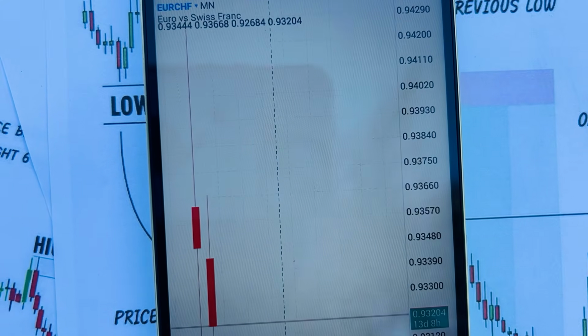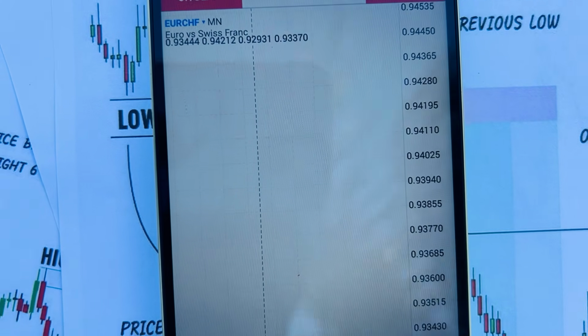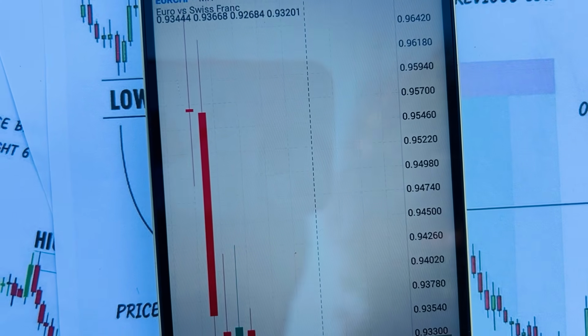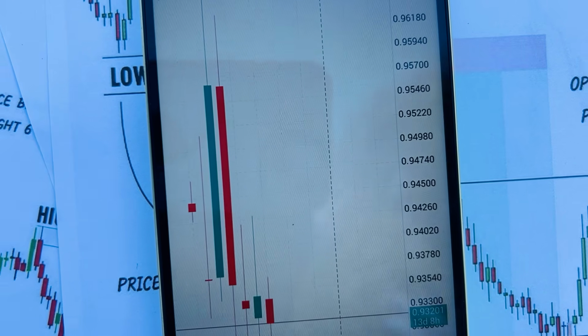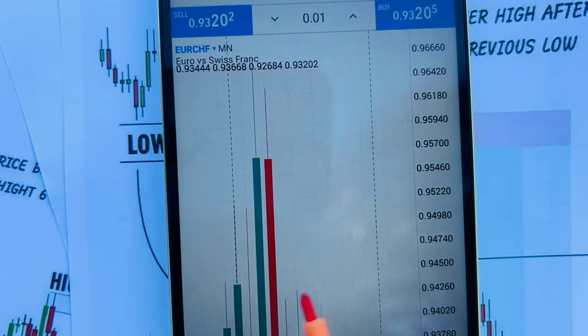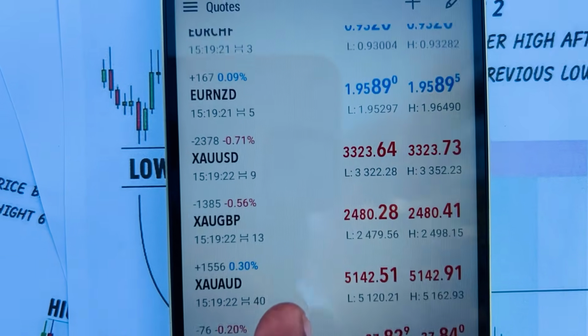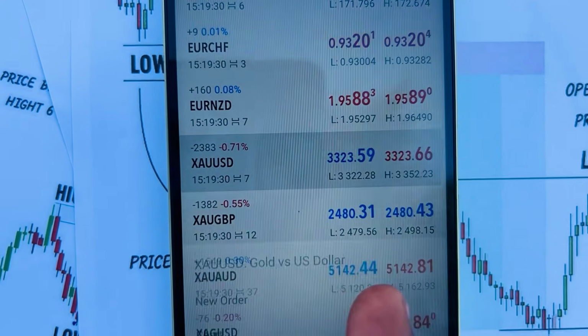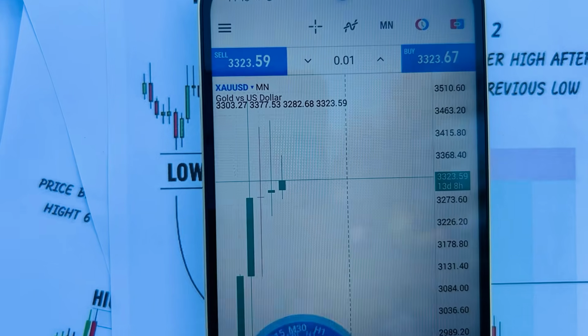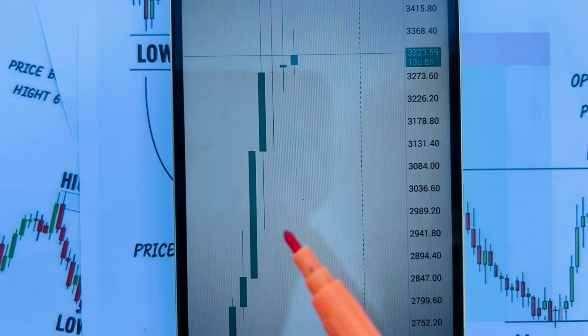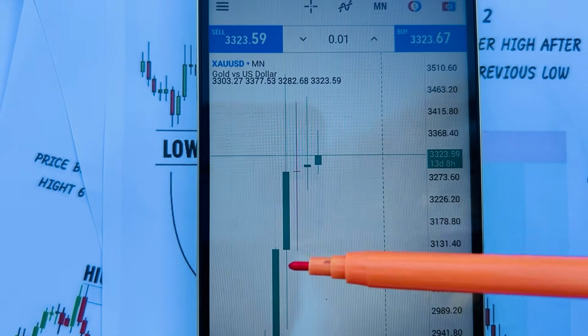MN. Our chart is not loaded yet, but let's look at another chart because this one is taking forever to load. Let's go to XAUUSD. This one is already loaded. Tap on this one. Go to chart. MN time frame. Now, when we look at the high time frame, this is MN. We do not see anything.